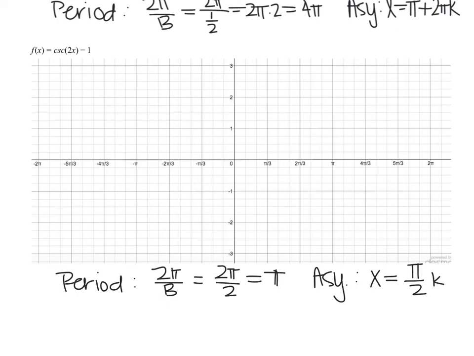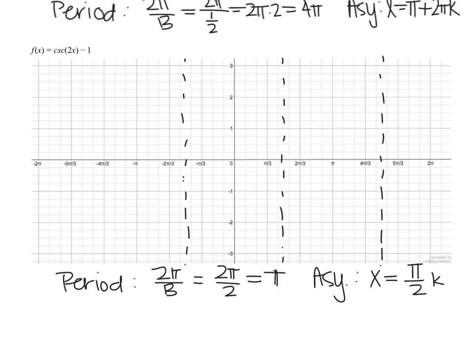We can draw our asymptotes. And at negative pi over 2. Halfway between pi and 2 pi as well.